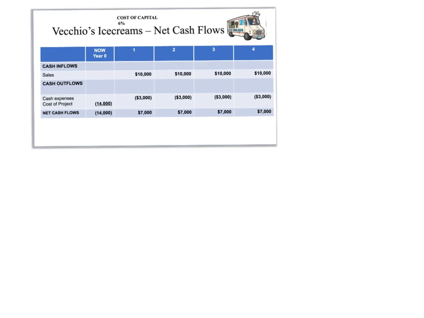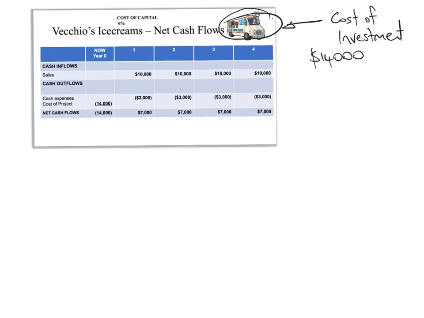Let's say, for example, we're going to start a new business, call it Vecchio's Ice Creams, and he's thinking of investing in a new motor vehicle, which you can see in this top corner here. And so we tend to say that this is the initial cost of the investment. Let's say it's going to cost $14,000 to buy this new motor vehicle, which obviously is going to generate us income over the next few years.